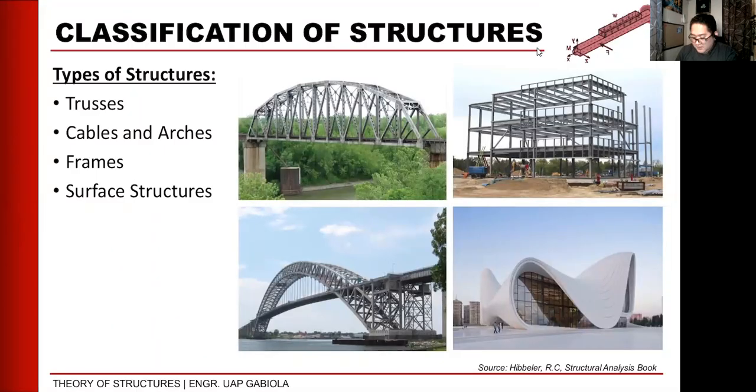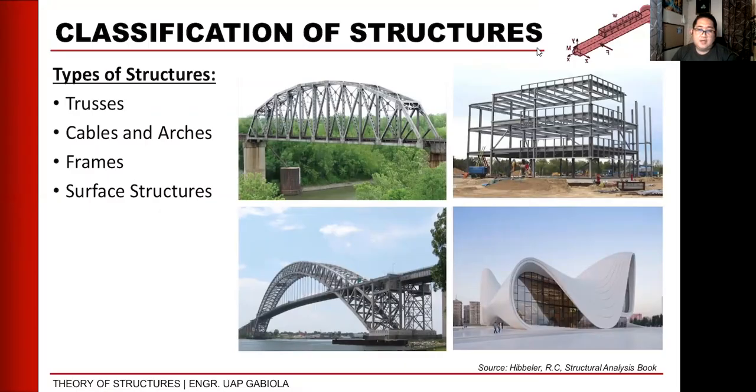Then we have yung para sa framing natin. So, you can see here, meron tayong moment frame. Ito. So, yung frame natin is composed of beams and columns. And then, mainly, ang sinusupport niya are bending forces. Okay? Then, last is yung mga surface structures natin. Na ang surface structures natin are very flexible and very small thickness na members na usually sila yung mga thin plates or shells ang tawag natin. Okay?